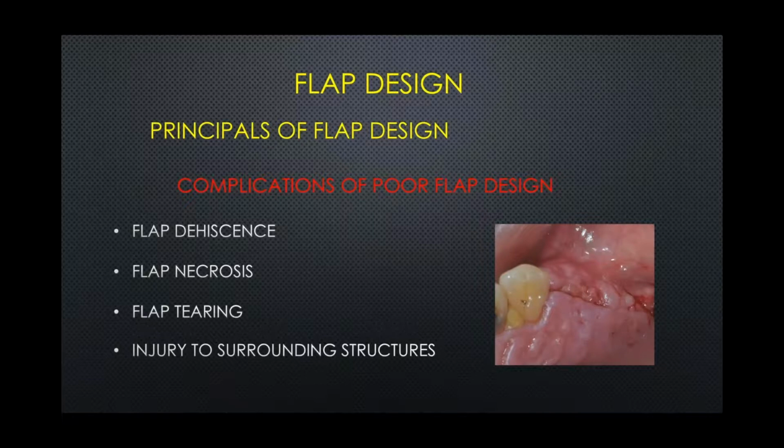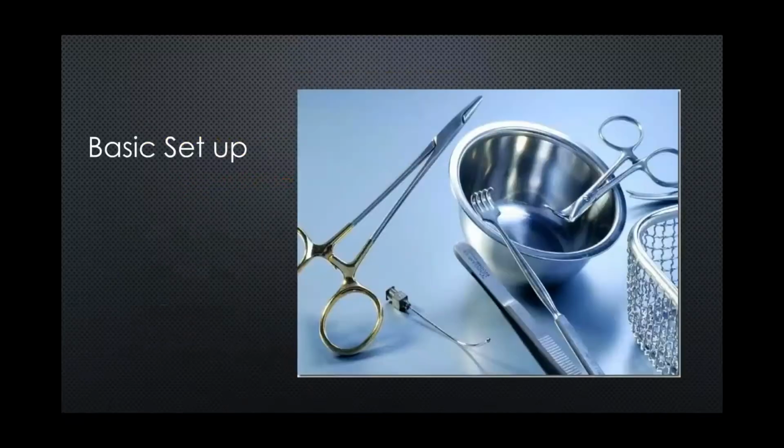And we know that maybe if we're not gentle to the flap as well, we can get flap dehiscence, we can get flap necrosis, we can get tearings of the flap. And of course, what we want to try to avoid is injury to any surrounding structures. Okay, so let's get started now with our extractions.